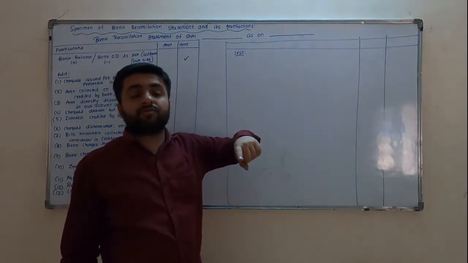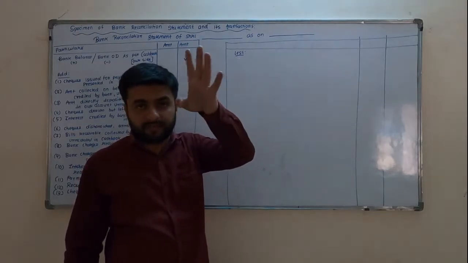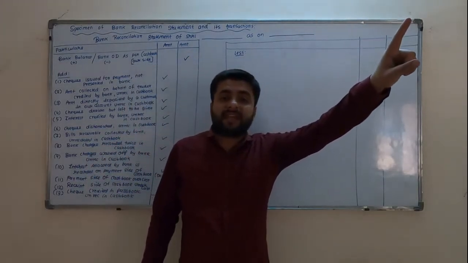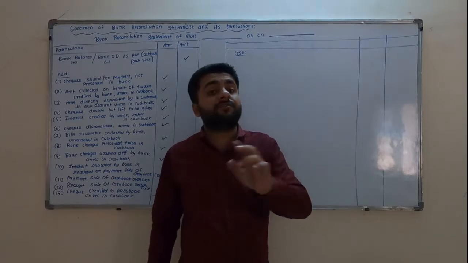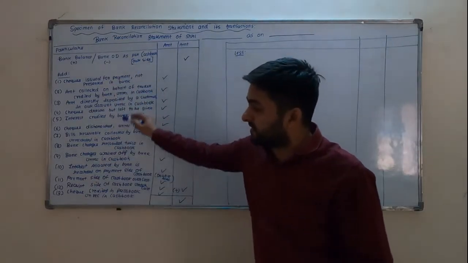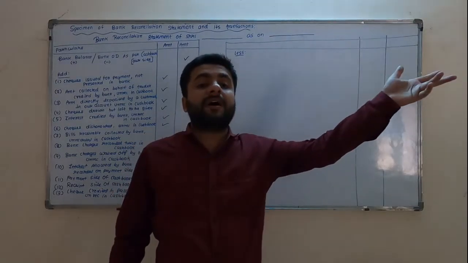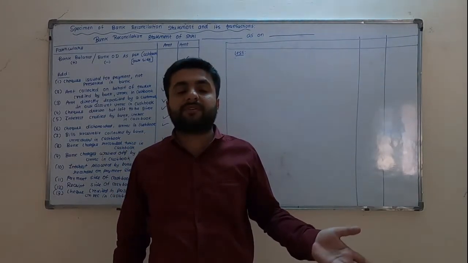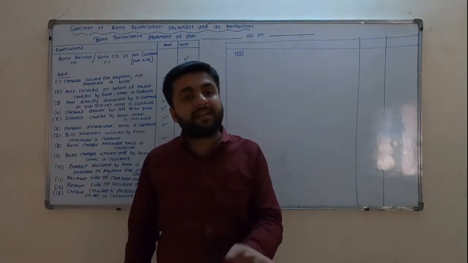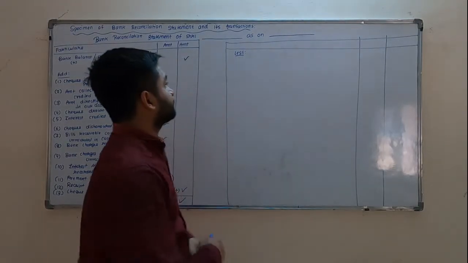Before this, I have shown 4 rules. Do what others have done. If opposite is adding, we will add. If opposite is not subtracting, we will add. So all these are add transactions. Now less transactions are, if opposite party is subtracting, we will also subtract. If opposite party is not adding, we will again subtract.